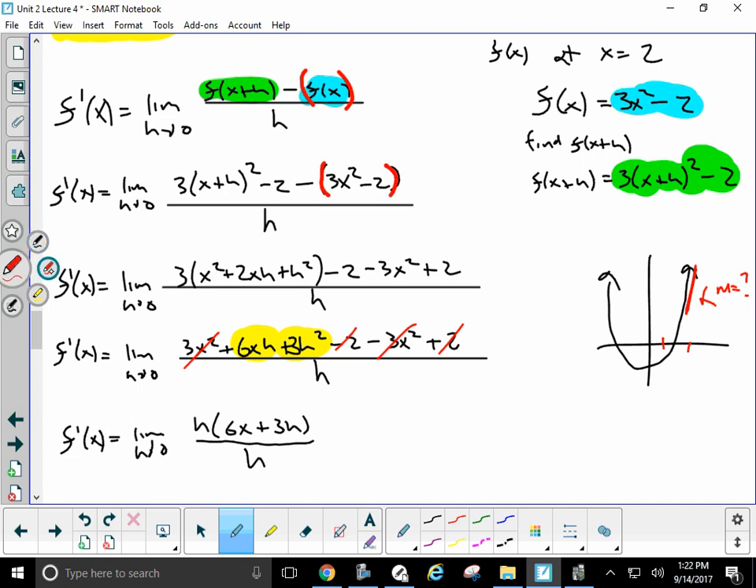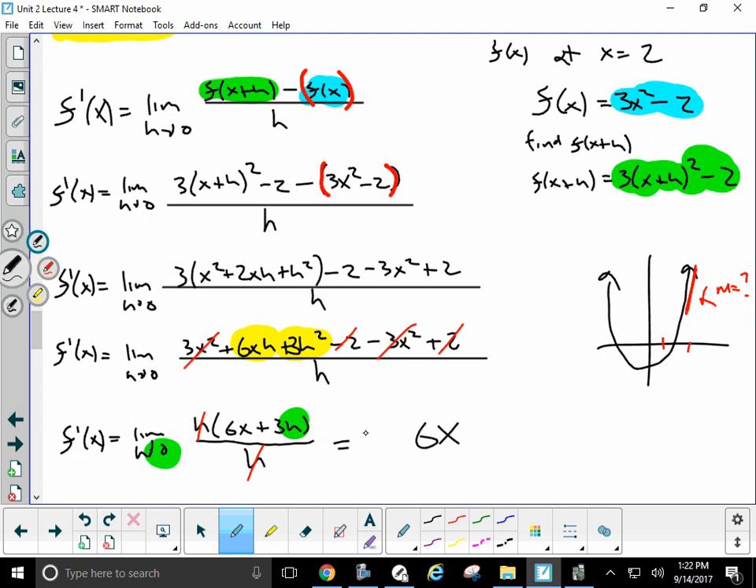I can cancel these h's now that I have multiplication. Never simplify over addition. Multiplication, simplifications, friend. And then there's one last thing I need to do. What is that? Plug in 0 for h. That gives me 6x plus 3 times 0, which is 6x.